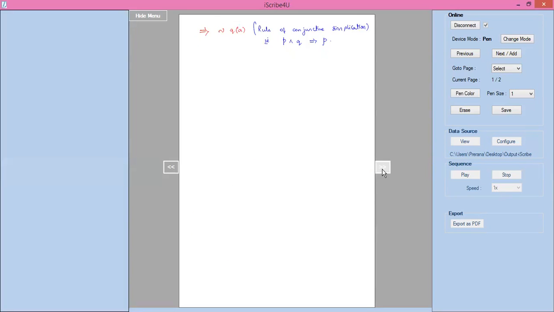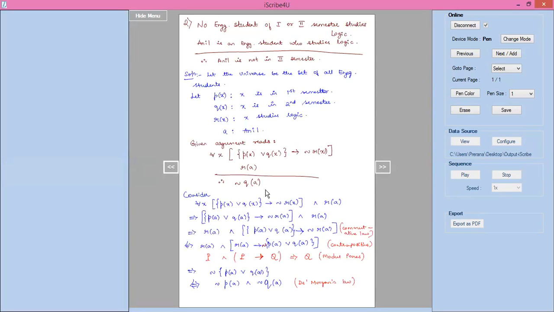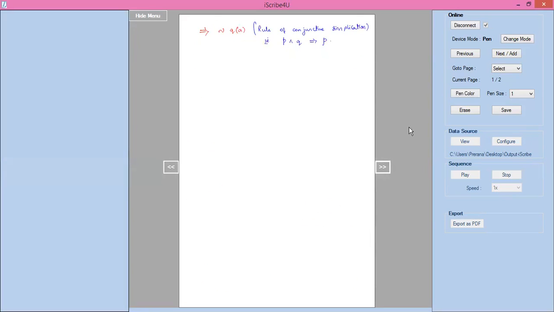So we have arrived at the required thing, that is negation Q of A was our resultant. So hence we will be able to conclude that the given argument is a valid argument. So let us write down the conclusion. Therefore, given argument is valid.